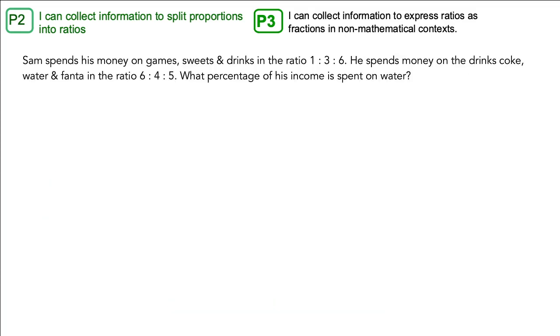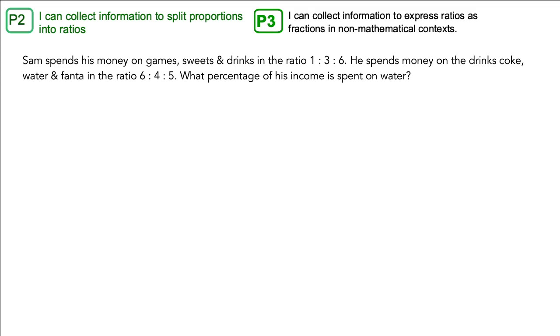Have a think about this question. Sam spends his money on games, sweets, and drinks in the ratio 1-3-6. He spends his money on the drinks, Coke, water, and Fanta, in the ratio 6-4-5. What percentage of his income is spent on water?